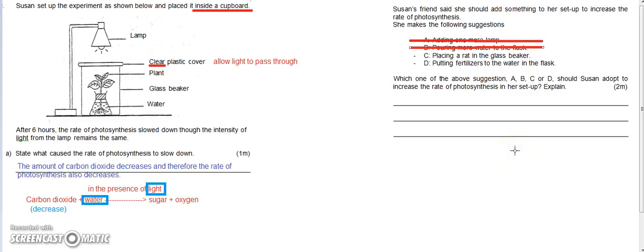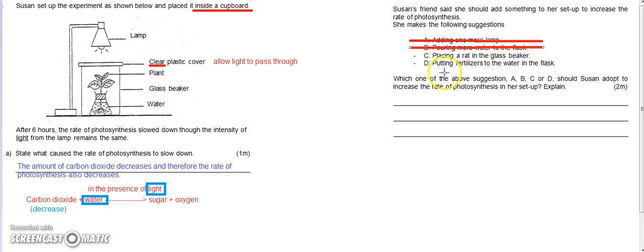Alright, placing a rat in the glass beaker. Now, if you put a rat in the glass beaker, well, the rat will produce carbon dioxide. Increasing the amount of carbon dioxide in the container would also increase the whole process of photosynthesis. So that's quite a good idea.